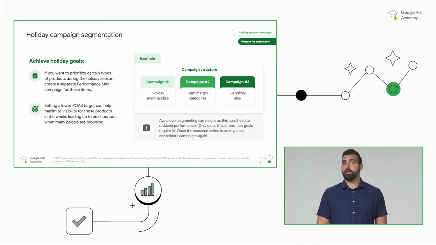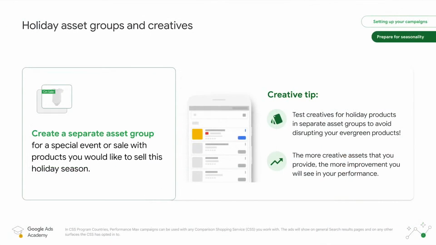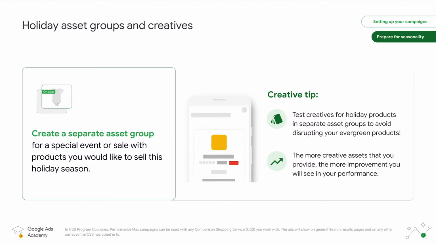A 3-campaign strategy: one for holiday merchandise, the lowest ROAS goal, a second campaign for high margin categories, medium ROAS goal, and a third campaign for everything else, which would have the highest ROAS goal of the 3. Key watch out, avoid over-segmentation since this can lead to worse or reduced performance. If you have specific holiday creative, messaging, or promotions, a great way to call this out is by creating a holiday-focused asset group within your Performance Max campaign.